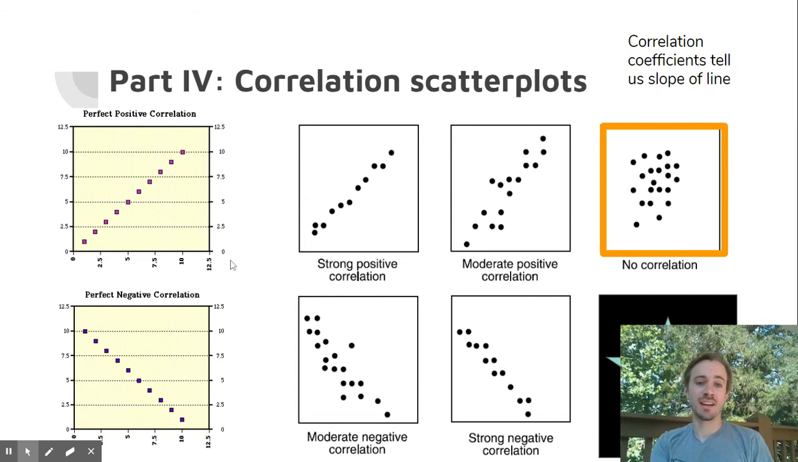And you should be able to recognize this. You will probably get a question that's like, is this a positive or negative correlation? You've got to be able to think about that. Okay, so one goes up, the other goes up, positive. One goes up, the other goes down, negative.